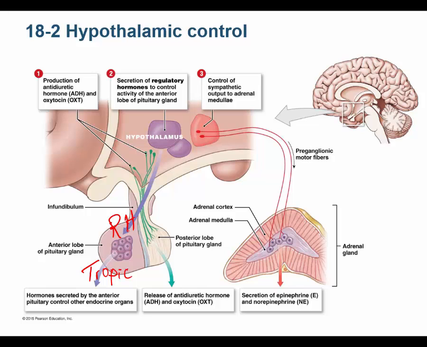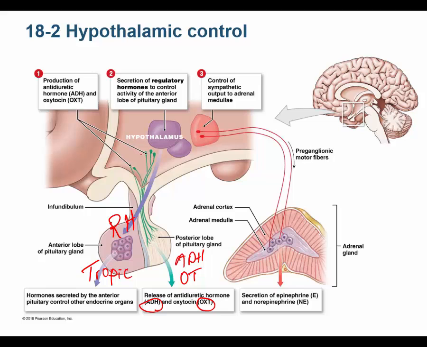Okay, no problem. The posterior pituitary stores two hormones, ADH and oxytocin. Those are the two hormones that the posterior pituitary stores. The posterior pituitary does not make these hormones. I don't know if you can hear me pounding on the desk when I'm saying that. You might hear that. I got to be clear. The posterior pituitary does not make antidiuretic hormone and oxytocin.